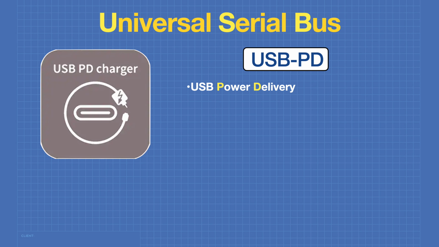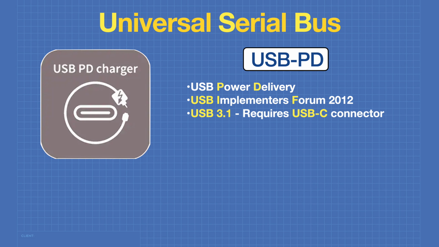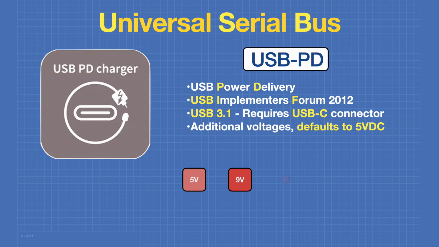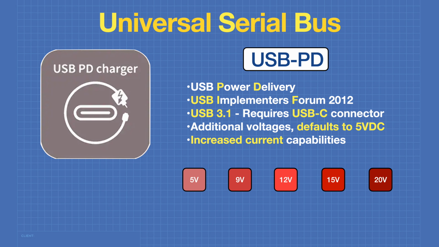USB-PD is USB Power Delivery. It was defined by the USB-IF, or Implementers Forum, in 2012. USB-PD was released with USB version 3.1, and on the device end it requires a USB-C connector. USB-PD can define a number of additional voltages, although the power supply will default to 5 volts. It provides increased current capability and also the ability to do bidirectional charging.